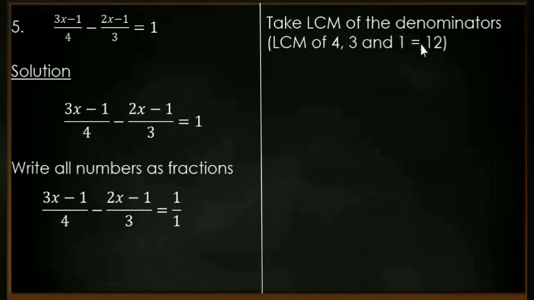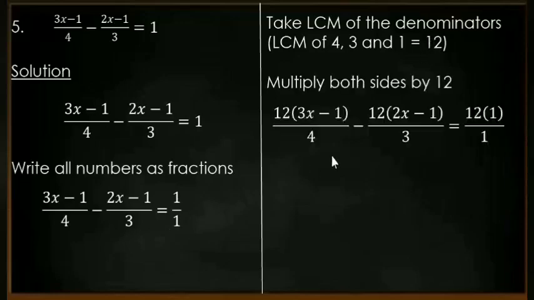LCM of 4, 3, and 1 is what? 12. So what do you do next? You multiply through by this 12. Okay? So you multiply both sides by 12, or you multiply through by 12, whichever phrase is convenient for you.